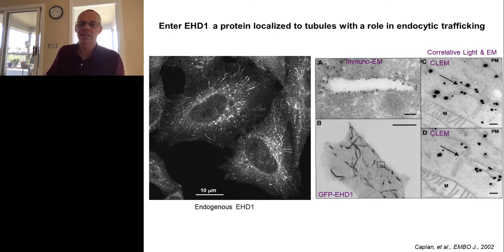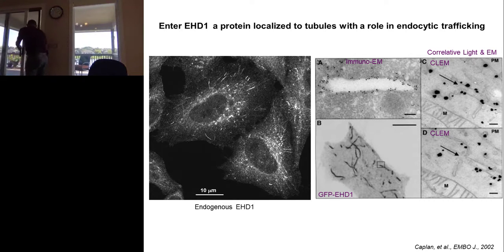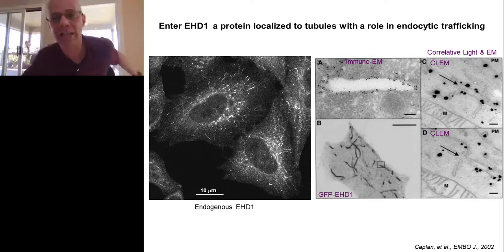And we used a technique which at the time was new and has become more common in recent years. This technique is called CLEM, or correlative light and electron microscopy. And this little box that you can see in B shows a part of a tubular recycling endosome that has been cut into serial sections to look at it by electron microscopy.